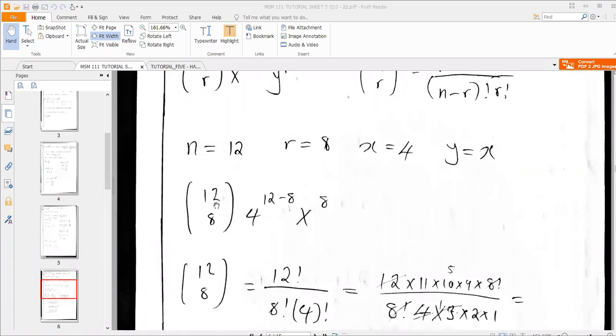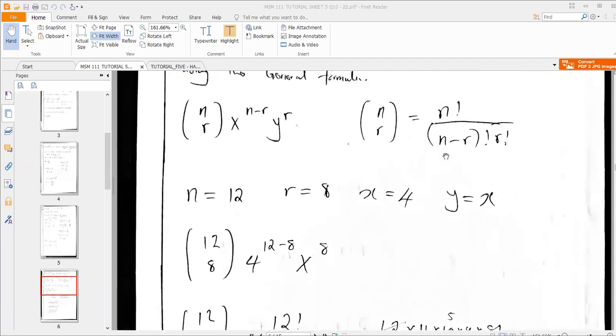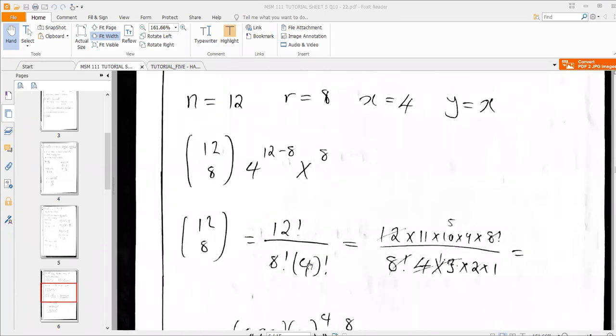So you know that 12 choose 8 is equal to 12 factorial over 12 minus 8, which is 4, isn't it? So it's 4 factorial, then the r, it's 8 factorial, right? So now the 12 factorial can be written as 12 times 11 times 10 times 9 times 8 factorial. You know that down here we have 8 factorial. So they are common, right? So they can easily cancel. Then the 4 factorial can be written as 4 times 3 times 2, isn't it?